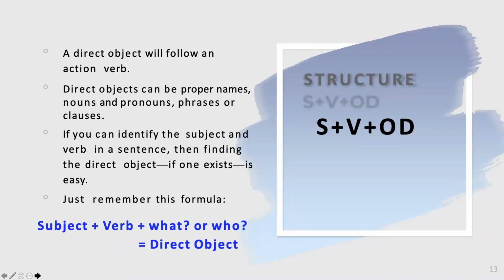Now let's continue. Let's start talking about the direct object. A direct object will follow an action verb. Direct objects can be proper names, nouns and pronouns, phrases, or clauses. If you can identify the subject and verb in a sentence, then finding the direct object, if there is one, is easy. Just remember this formula. Subject plus verb plus, if you want to identify the direct object, just ask yourself, what or who received the action? What or who was the object of the action?